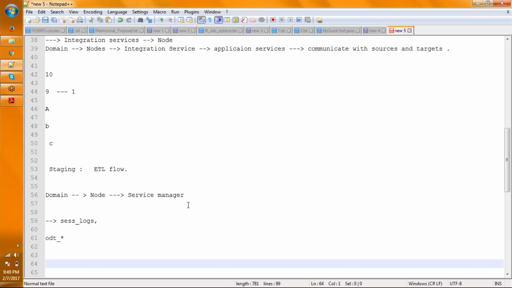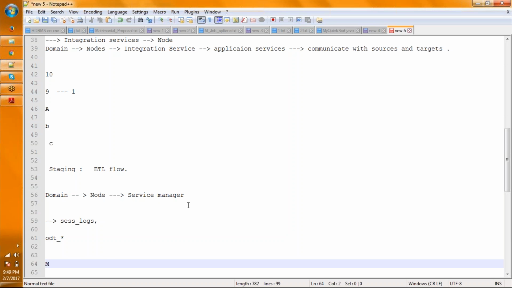It is metadata storage for Informatica. Power Center repository is the metadata store for Informatica. So the metadata is stored in a relational database. Write it down.